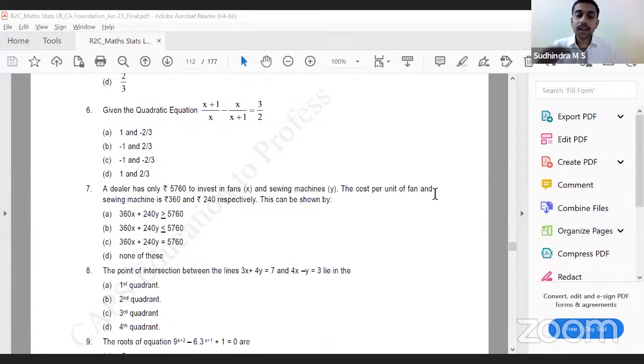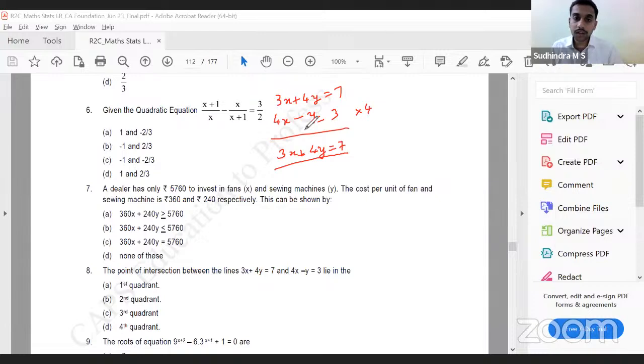The point of intersection between the lines 3x plus 4y equals 7, 4x minus y equals 3 lies in which quadrant? First quadrant. Yes, we have to just solve the equation. I'll just multiply the second equation by 4. 3x plus 4y equals 7. 4 4s are 16. 16x minus 4y equals 12. The 4y gets cancelled. 19x is 19. So x is 1.